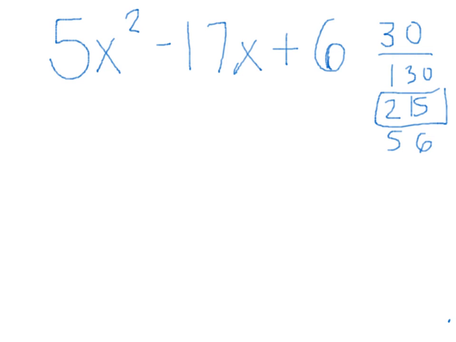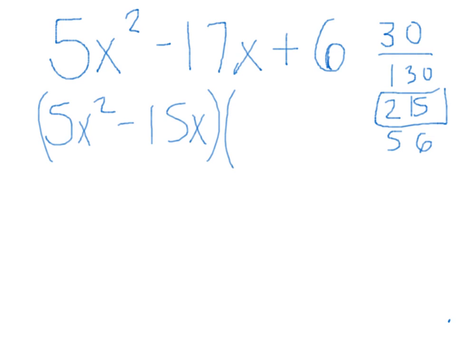So after we found our two factors, we're going to rewrite the equation as 5x squared minus 15x minus 2x plus 6. So we've split apart the middle variable.